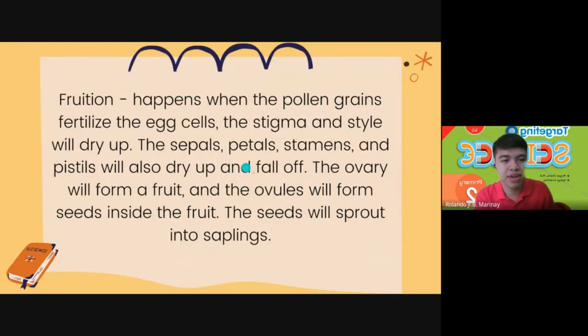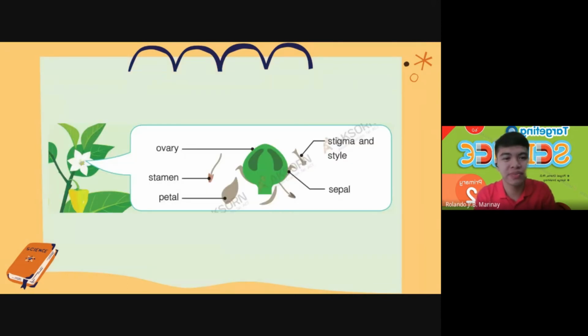Remember, kids. The seeds will sprout into saplings, and then it will become a new plant. That is the process of fruition. This is it. The ovary will become the fruit. The stamen will dry up, and then it will fall off to the ground.